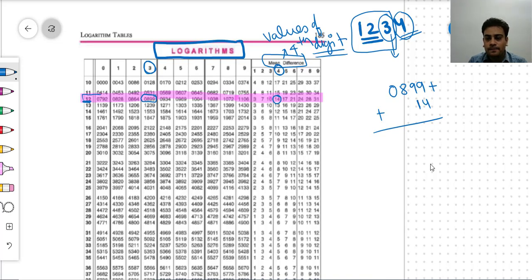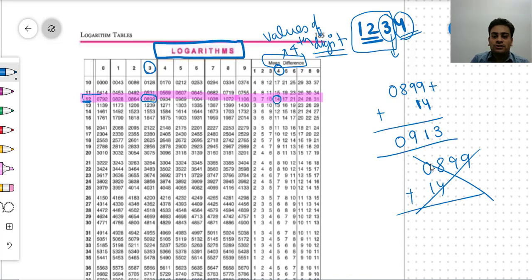So it is equal to 0913. Always remember that you need to add this mean difference only at the end, at the last 2 digits only. You cannot do it like this. It is completely wrong, because this is your mean difference. This is not the actual value. This is the mean difference. So it is only added at the end.